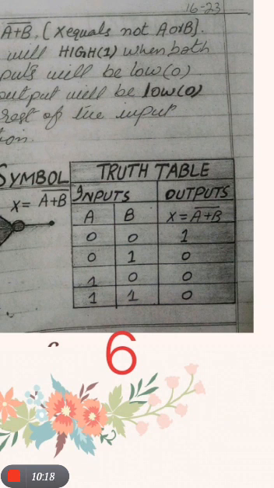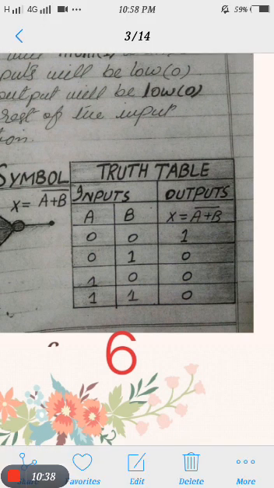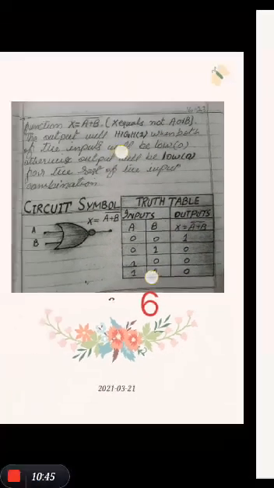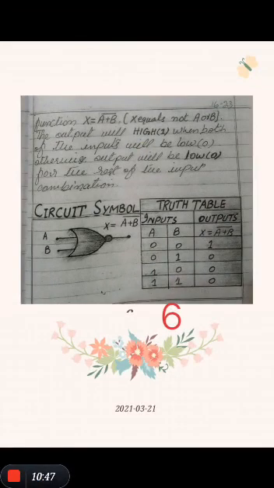1 0 will give us a 1, because it is the addition between the inputs. So 1 plus 0 will give us a 1, but the inversion will make it 0. 0 1 will give us a 1, the inversion will make it 0. 1 1 will give us the result 1, but the inversion of that 1 will be 0. So these were the logical operations of the NOR gate.